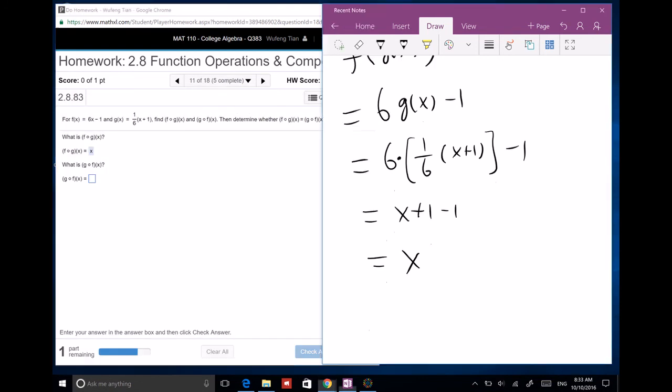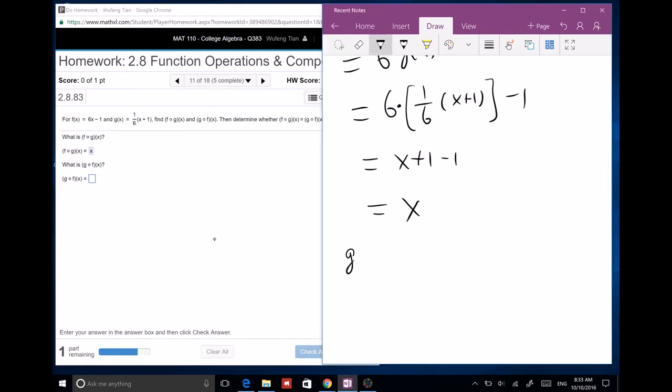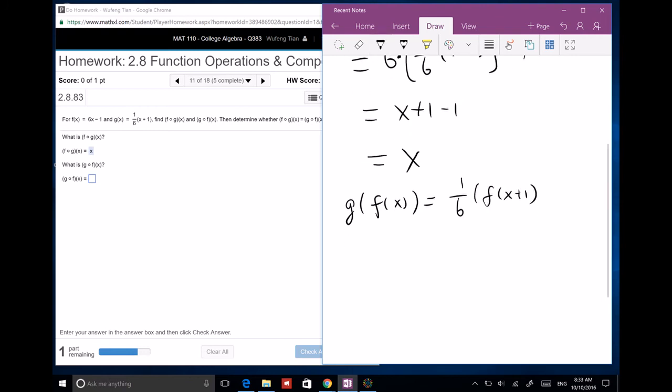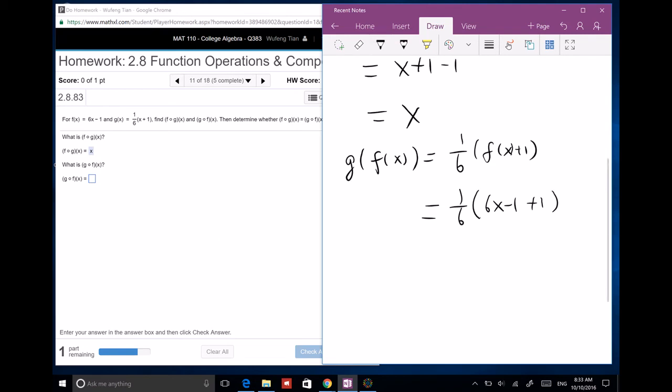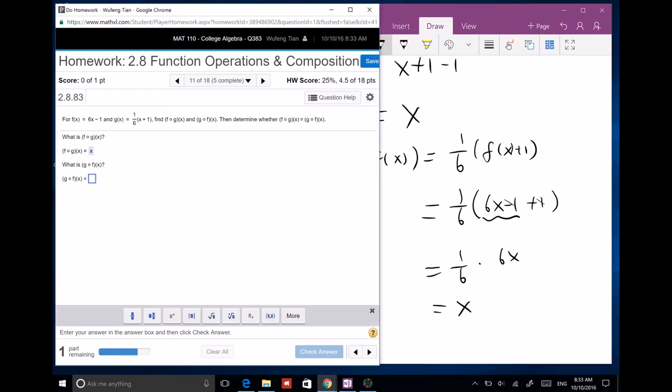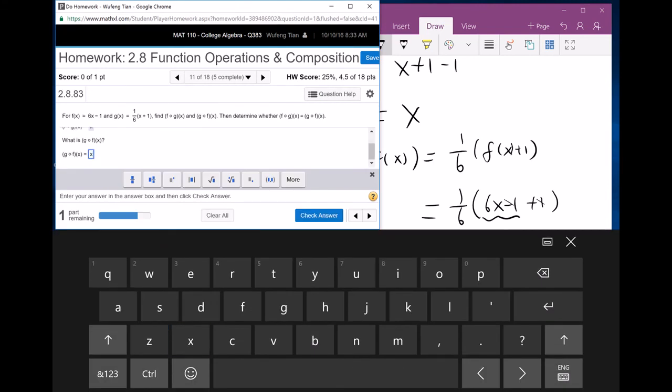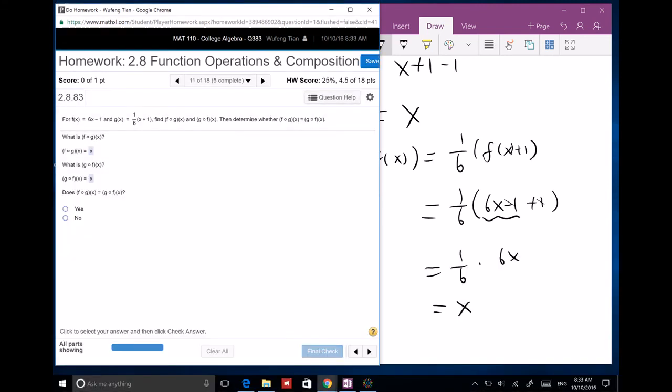So they also ask you g of f of x. g(f(x)) is 1 over 6 times f(x) plus 1. Then you replace f(x): 6x minus 1 plus 1. Simplify it as 1 over 6 times 6x. The 1 and negative 1 cancel out, so it's going to be x. The same x, and they are inverses of each other.